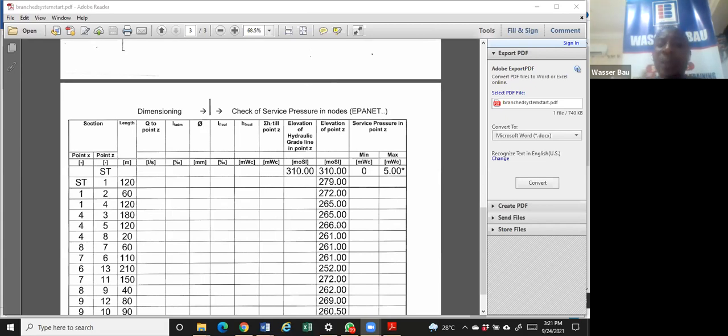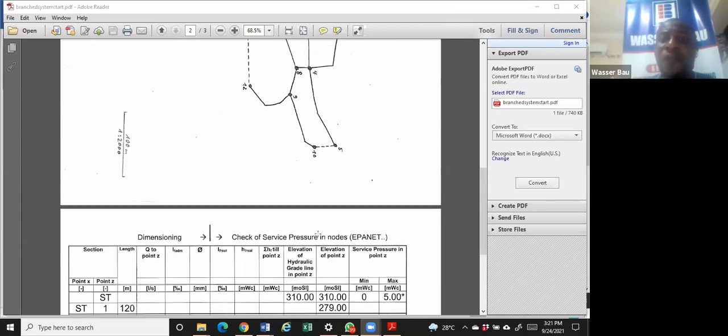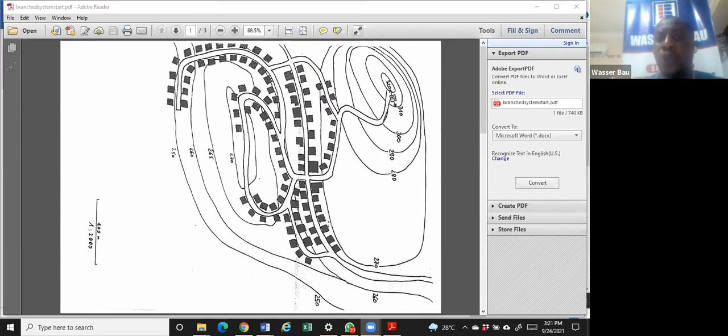So automatically from the survey data, we already have two pieces of information. And if you look at this drawing, you can agree with me that every engineer can extract these two pieces of information. It's very easy to extract them from this layout: the length of each section, and then the elevation at every point.